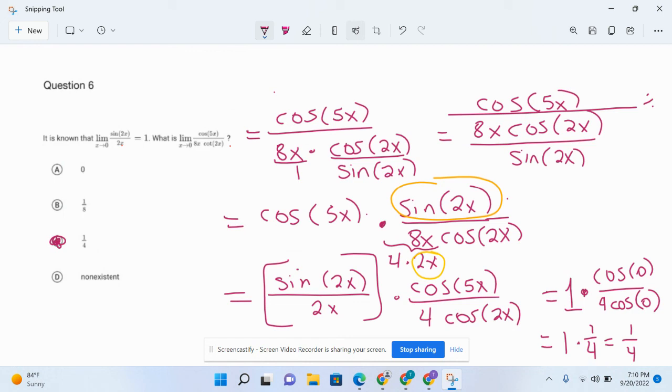So the big idea is I took that cotangent of 2x and made it cosine of 2x over sine of 2x. Then I played around with this really messy complex fraction, multiplying by the reciprocal to clean it up. I grouped together my sine of 2x over 2x because I knew that whole limit was 1. And then I used direct substitution for everything that was left.